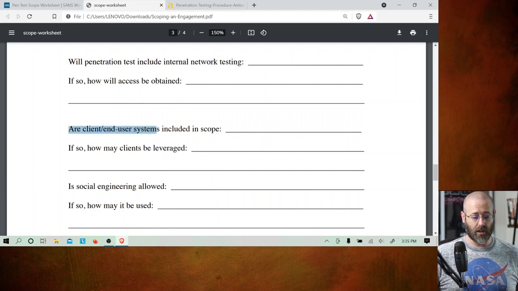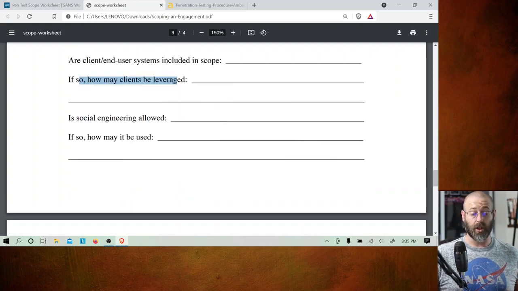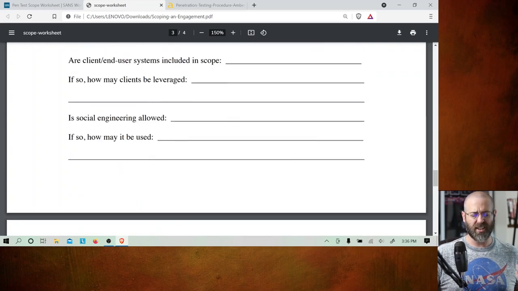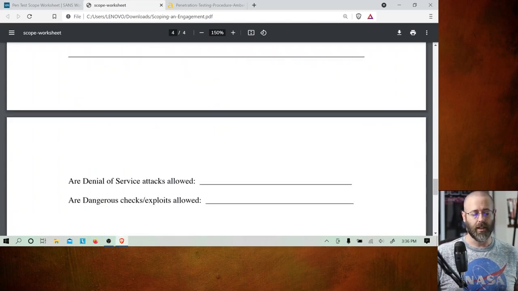Let's see. Are client and user systems included in scope? Great question. If so, how many clients are leveraged? So can I go after the end user systems, or do you want me to just go after servers or network equipment or things of that nature? Is social engineering allowed? I thought we already covered that. Yeah, social engineering and people. Social engineering is after the people. So it's a little redundant, but if so, how may it be used? And we can further define that information in this area.